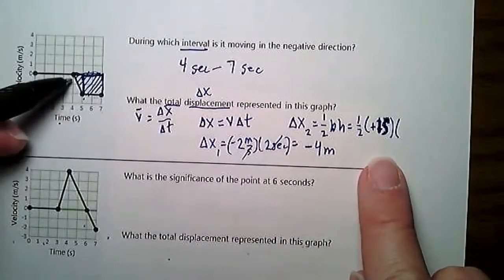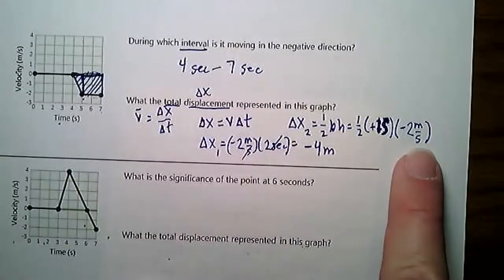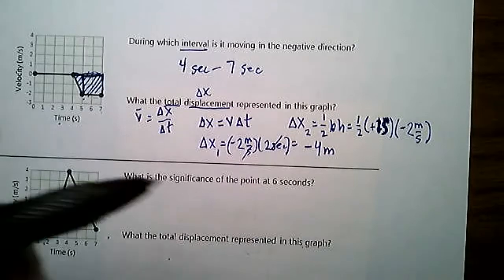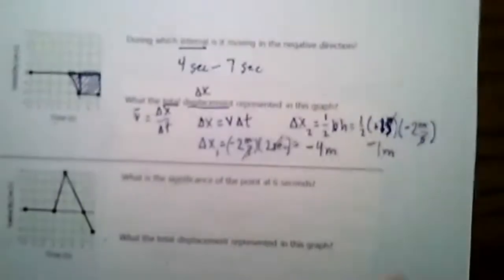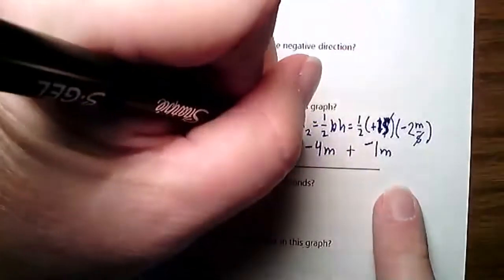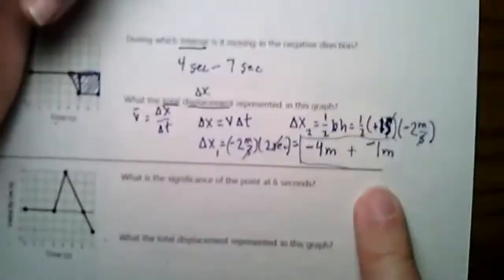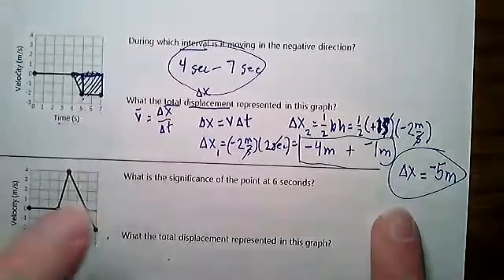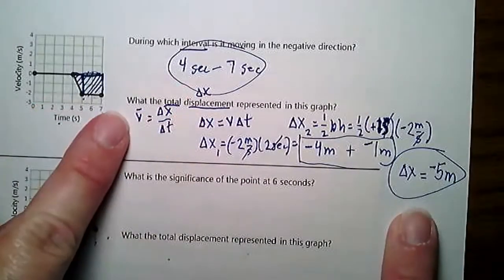And then my height here is -2 meters per second. All right, so we can simplify this. 1 times -2 is -2 times 1/2 is -1. And again, seconds cancel seconds, so I'm left with meters. All I have to do now to get that delta x is add those two together. And so I'm going to get a delta x of -5 meters. Okay. So those are your answers for these two questions.